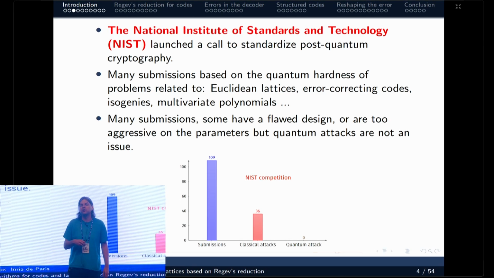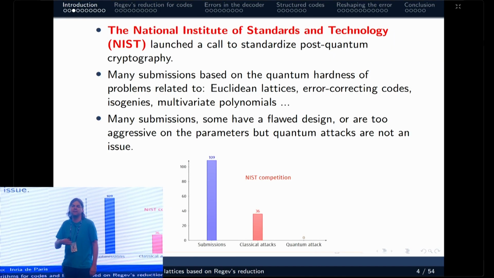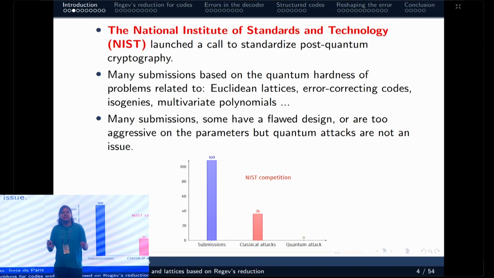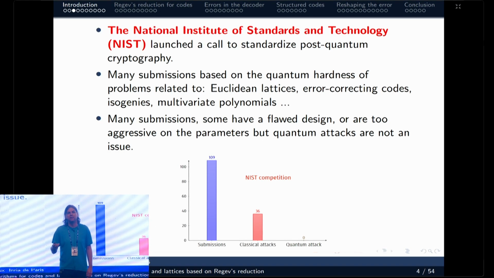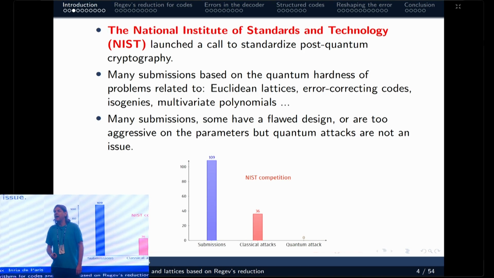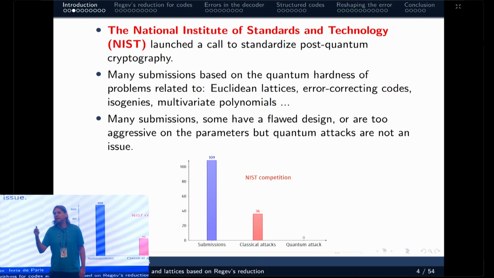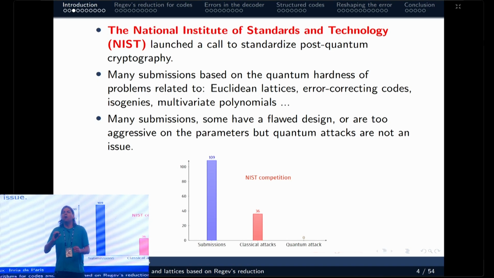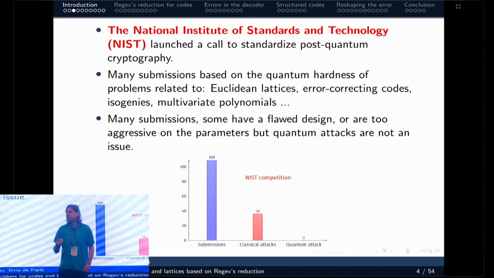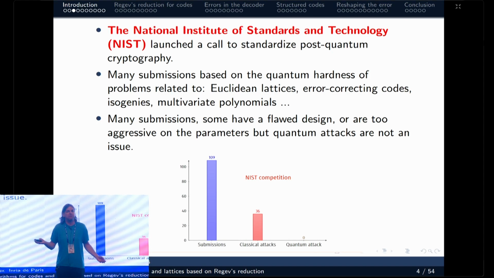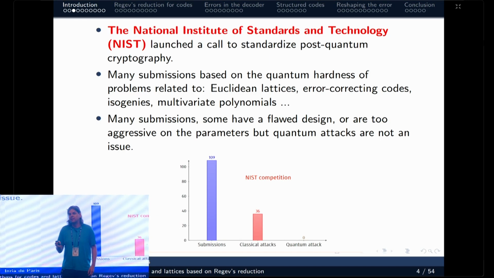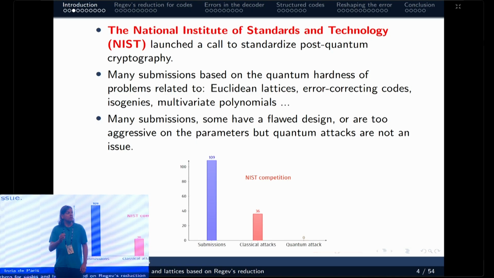There are many different submissions, based on Euclidean lattices, error-correcting codes, isogenies, multivariate polynomials. Did we manage to find quantum attacks on all of these problems? Well, not really. When you submit a real encryption or signature scheme, you always add some structure to be more efficient, you're very aggressive on your parameters, and sometimes you just have a flawed design. So a good portion of those schemes were actually attacked, but they were all attacked by classical attacks.